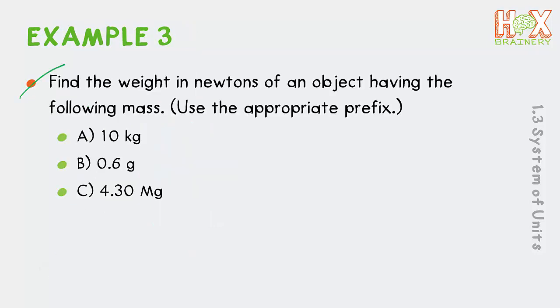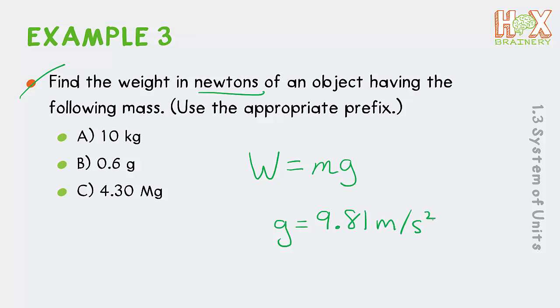Example 3, we want to find the weight in newtons of an object having the following mass, and we're going to use the appropriate prefix. And as a reminder, in the last section we learned that weight is equal to the mass of the object times the acceleration due to gravity. And since we are in the international system of units, g here is equal to 9.81 meters per second squared.